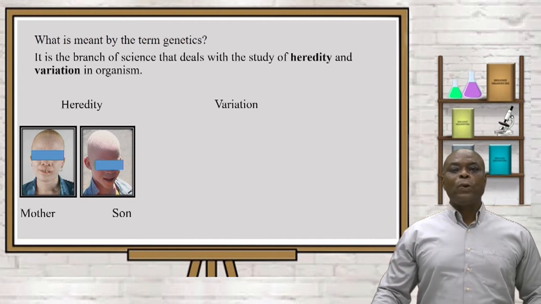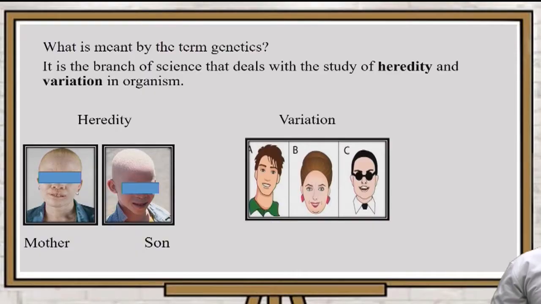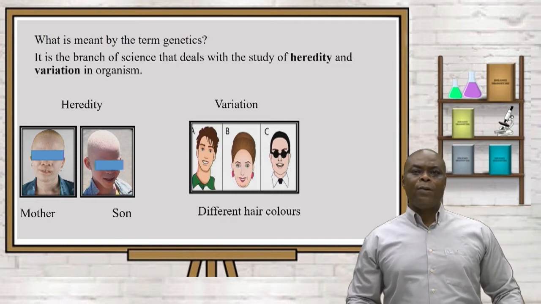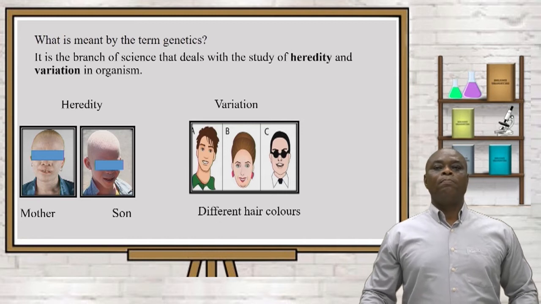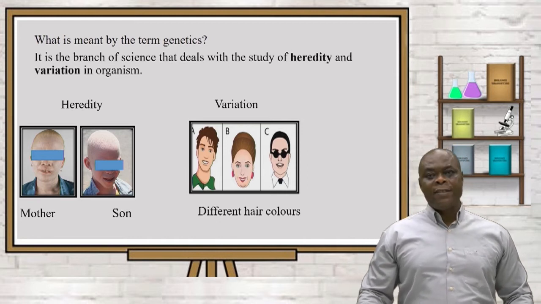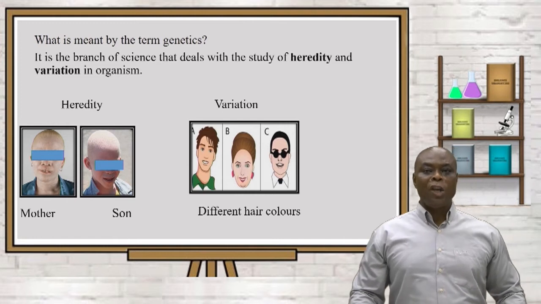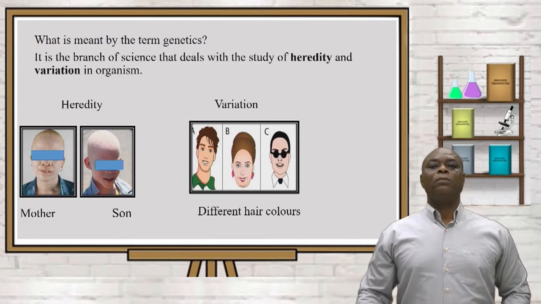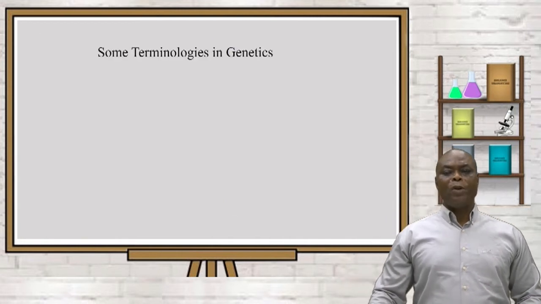Now let's look at the three persons on our screen. They are all human beings, but they have differences in characters. One of these characters is the hair color. Some of them have brown hair and others have black. Again, when we look at their sexes, two of them are males and one is a female. When we look at the shape of their faces, they are different, but they are all human beings. This is what is meant by the term variation. Now let's go to some of the terminologies.